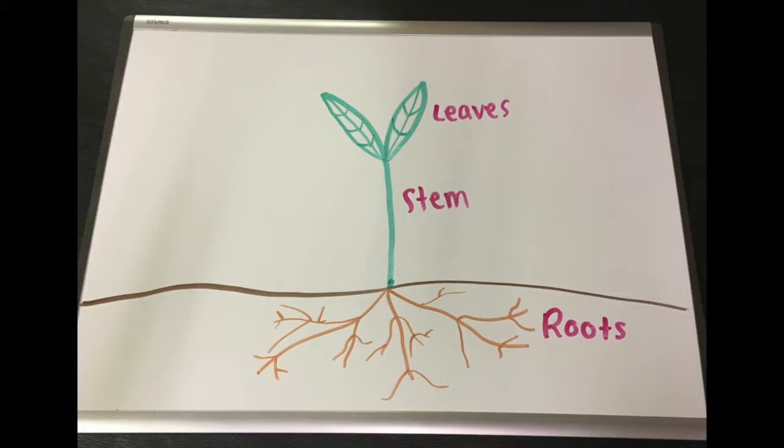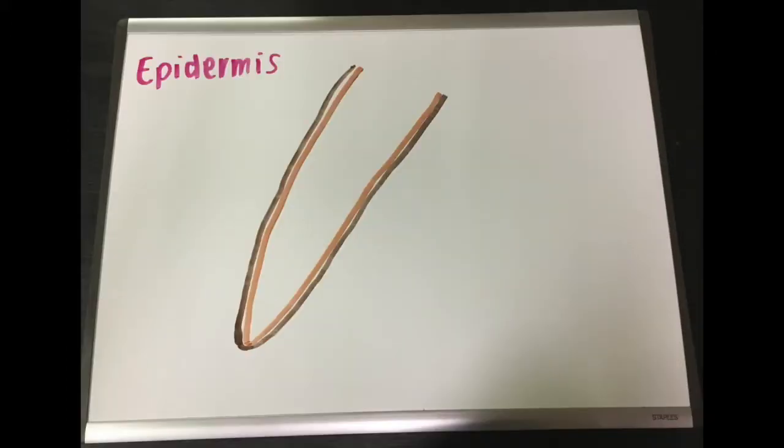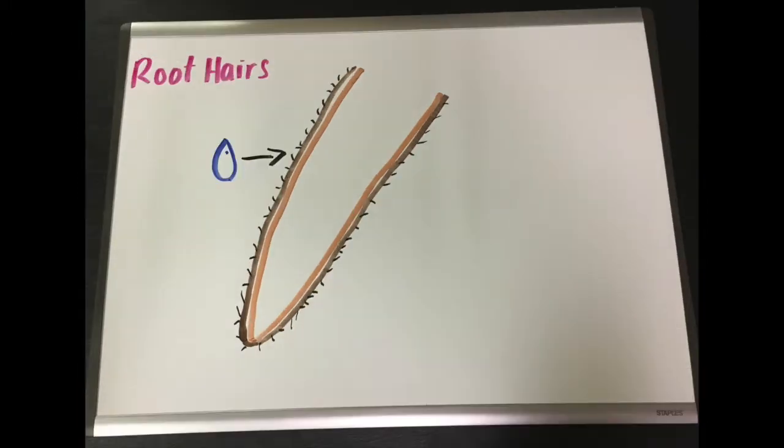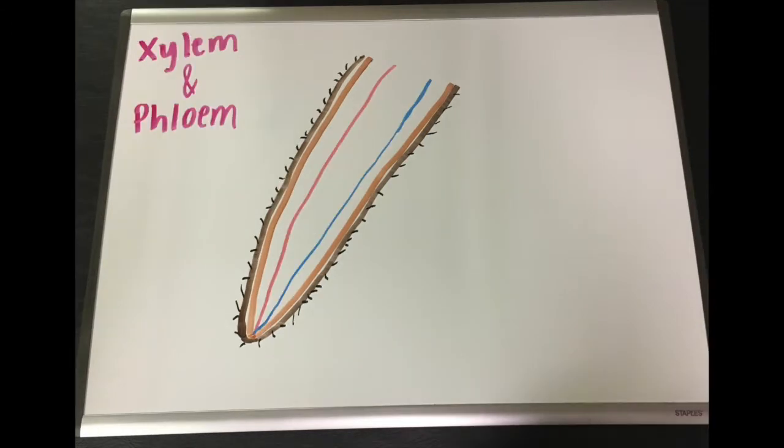Let's start at the bottom, the roots. Roots are covered by a layer called the epidermis, which means outer layer of skin. Also on the outside of the roots are root hairs, which collect water and nutrients from the soil and bring it into the root. The inside of the roots are mainly composed of two things, xylem and phloem.